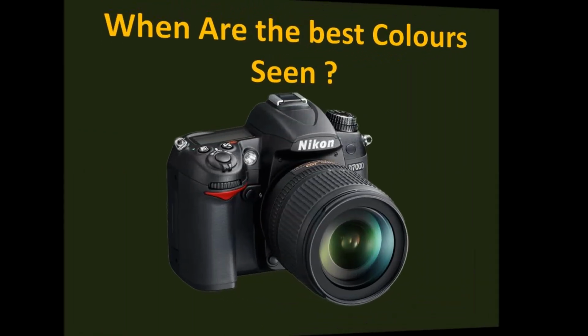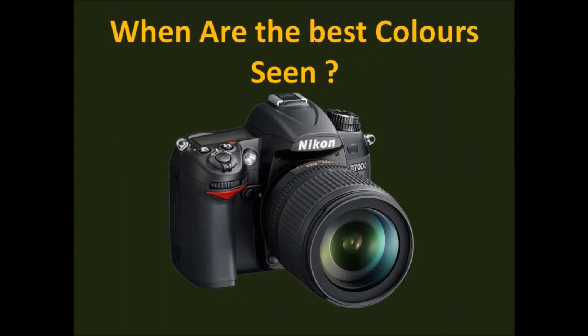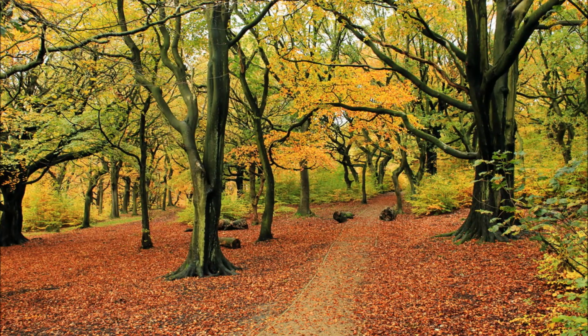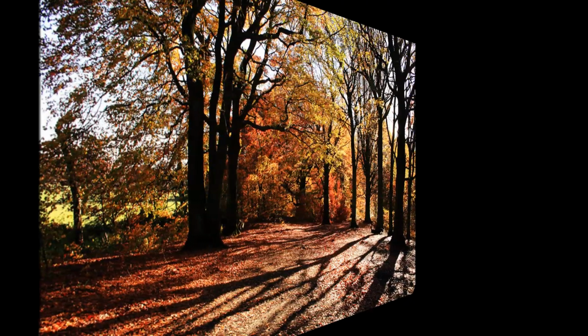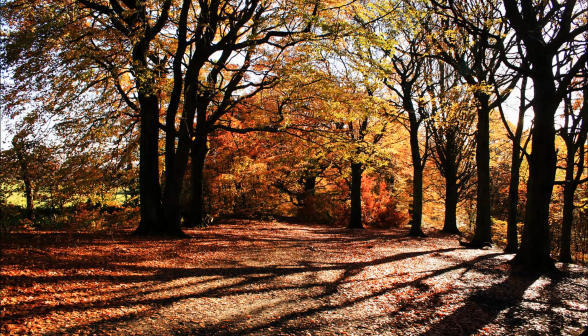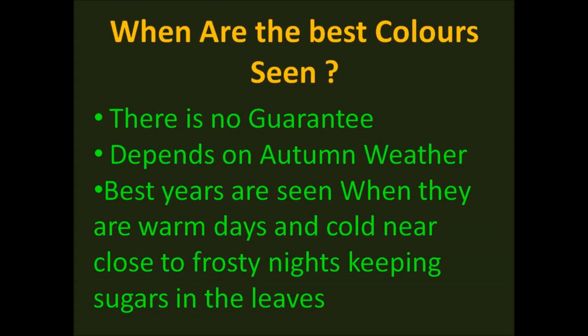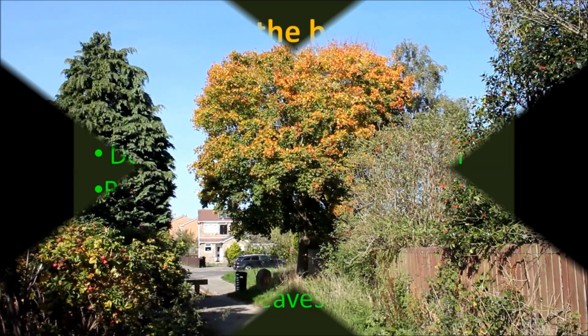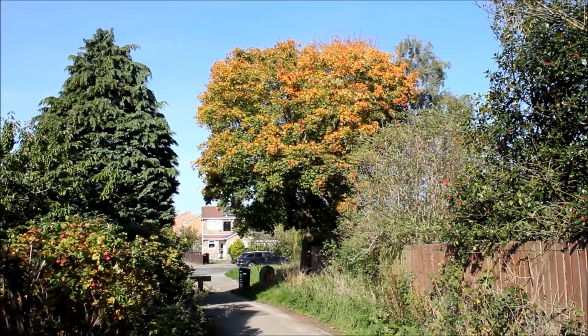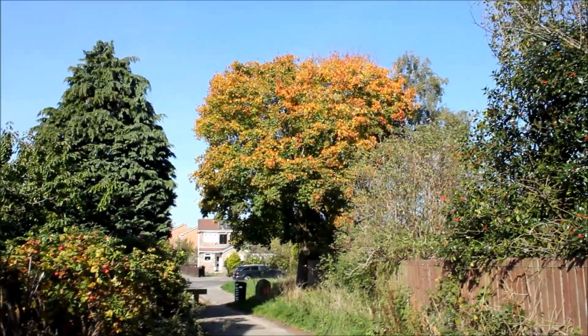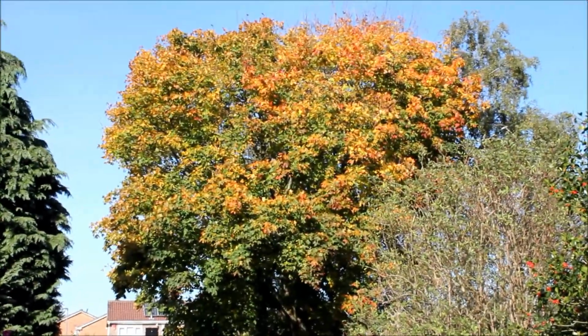By far the most common question asked is, will the leaves provide me with a colourful autumn display this season? And the short answer is there is no guarantee. The leaf displays will very much depend on the prevailing weather conditions at that time, with warm days and cold near to frost nights keeping the sugars in the leaves longer and tending towards more colourful display. In this little clip we can see the distinction between a coniferous evergreen tree which keeps its leaves all year round and a deciduous tree which sheds its leaves.